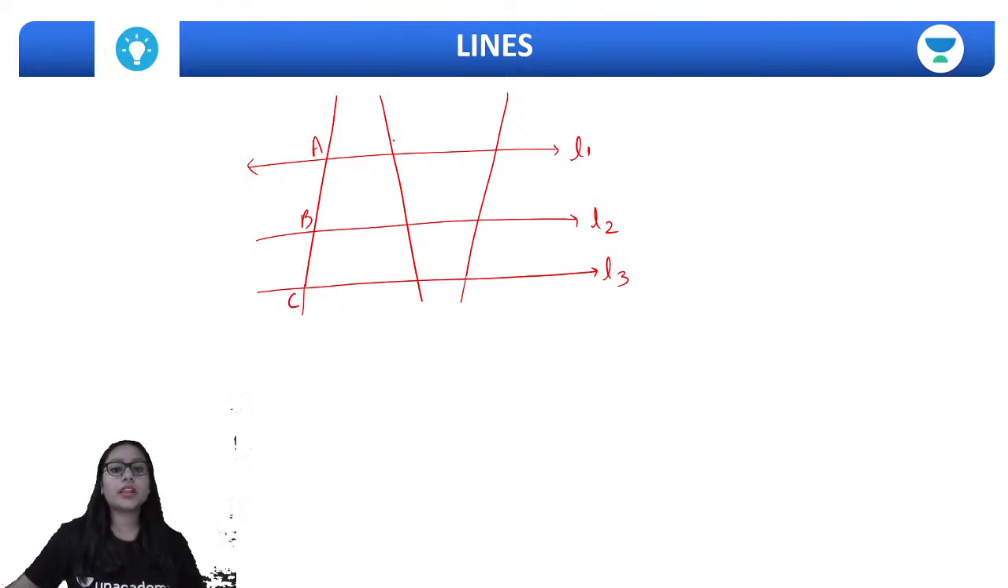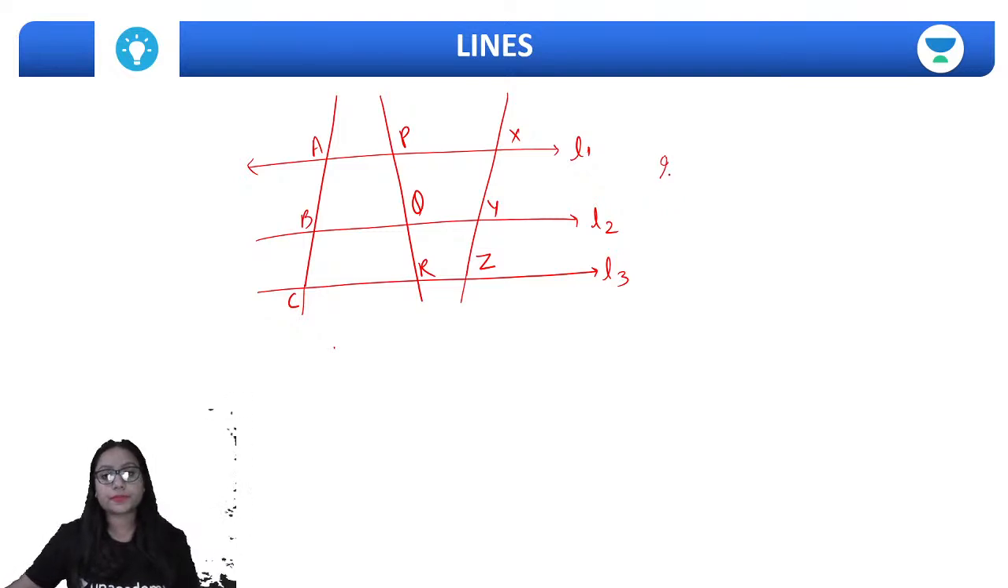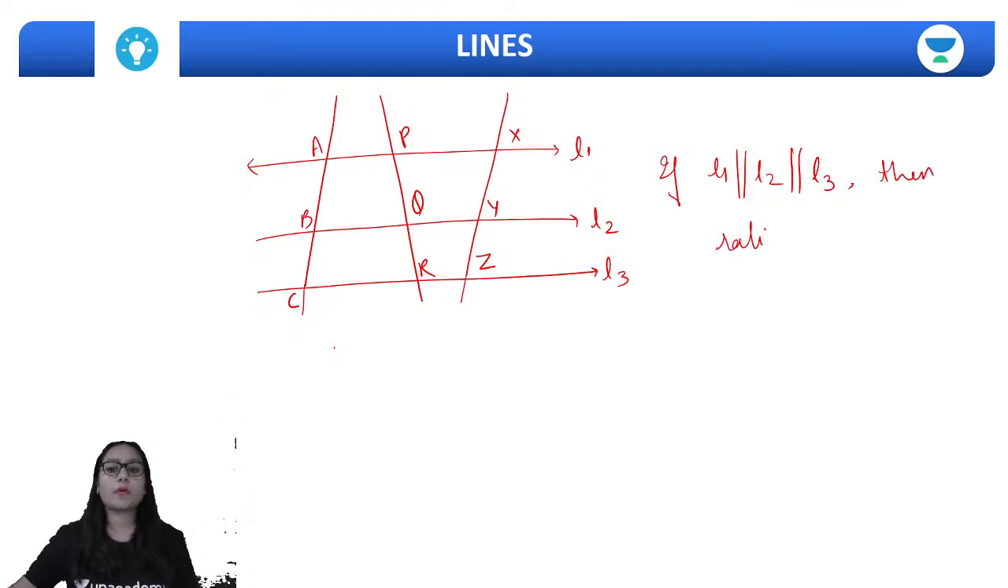So the points of intersection are A, B, C, P, Q, R and X, Y, Z. So these are our points of intersection. The ratio of intercepts formed is always the same. Let's see how. What I mean is that if line L1 is parallel to line L2 is parallel to line L3, then the ratio of intercepts formed is the same.